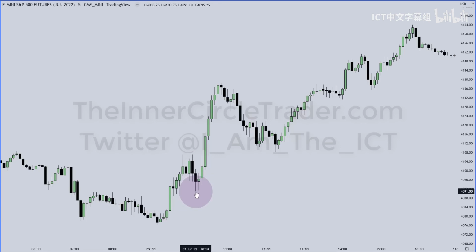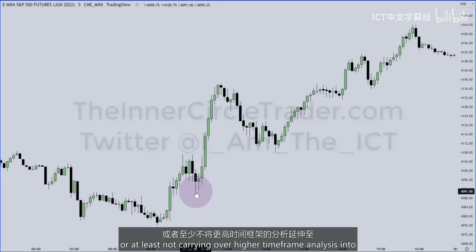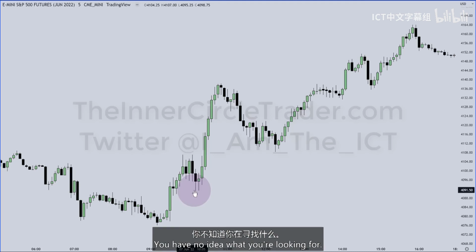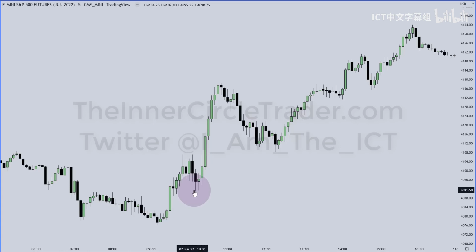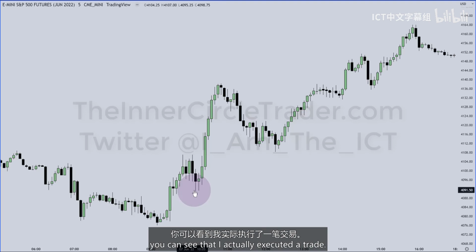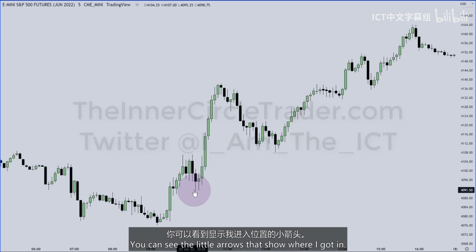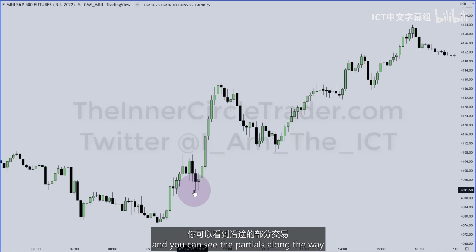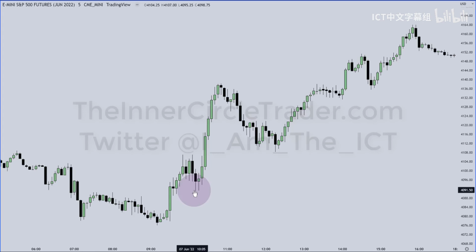Now, if you're just staying on one time frame, or at least not carrying over higher time frame analysis into your lower time frame, you're going to be trading blind. You have no idea what you're looking for. Now, I know what I'm looking for because I have multiple charts in front of me, multiple monitors, and I'm panning around. When I do my recordings like I did this morning, you can see that I actually executed the trade. You can see where I got in. You can see the actual executions. You can see the little arrows that show where I got in. I show the price, and you can see the partials along the way and the whole business, okay?